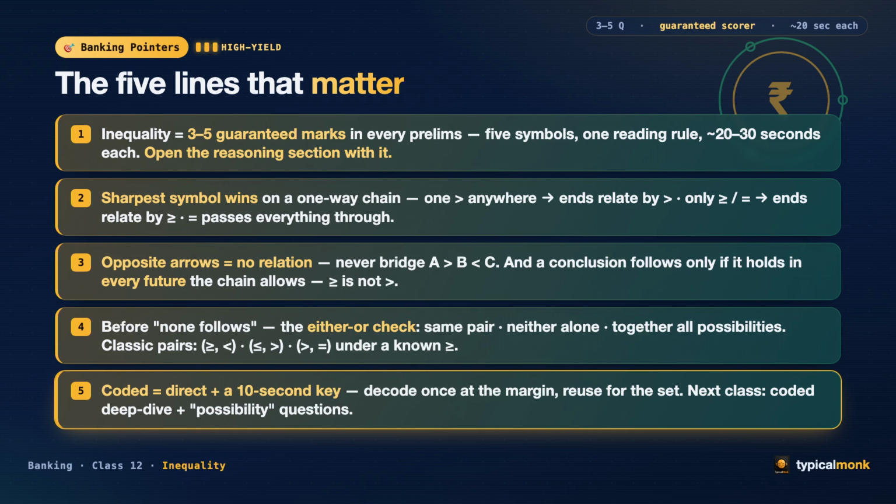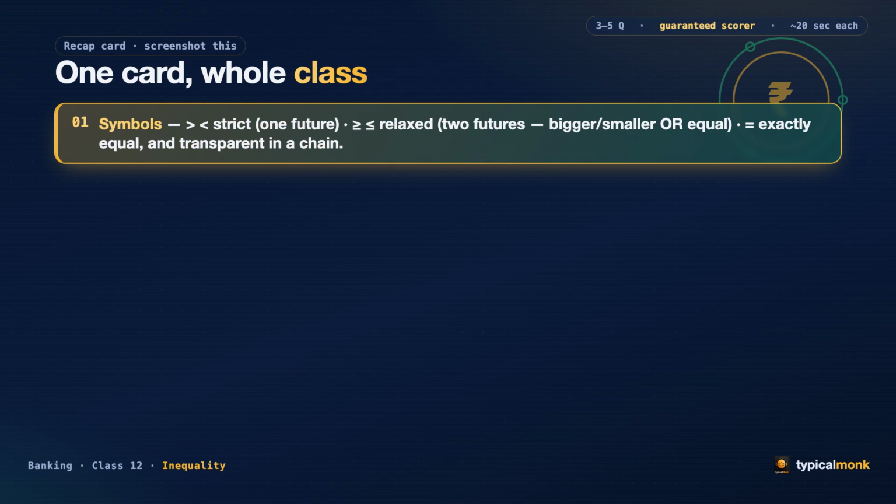5. Coded means direct plus a 10-second key, decode once at the margin, reuse it across the set. And next class, the coded deep dive plus possibility questions. And now, the whole class on one card. Take a screenshot. Block 1.